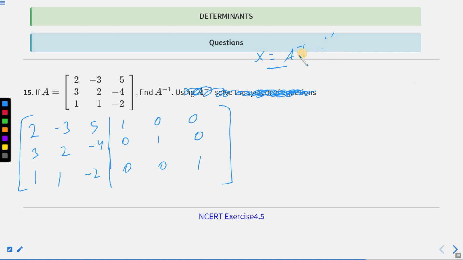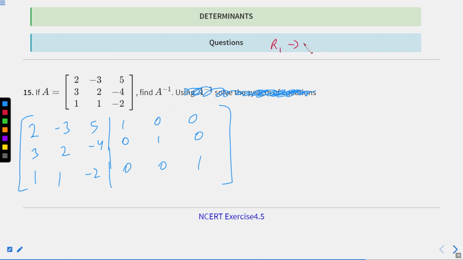So the operation I will be doing is quite simple. First of all, I want 1 here. Just divide by 2. So R1 will be R1 by 2. Okay, so let me just write it like this, in this matrix. Clear?